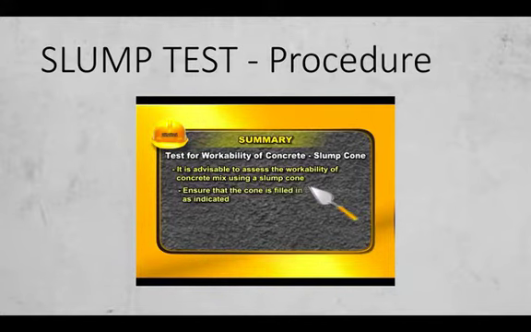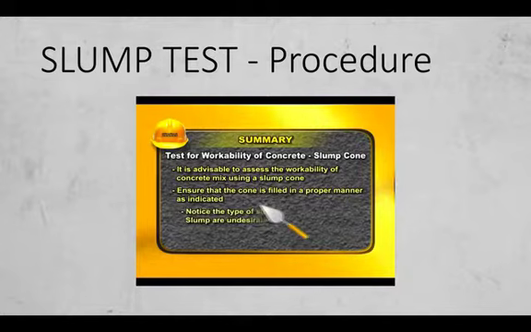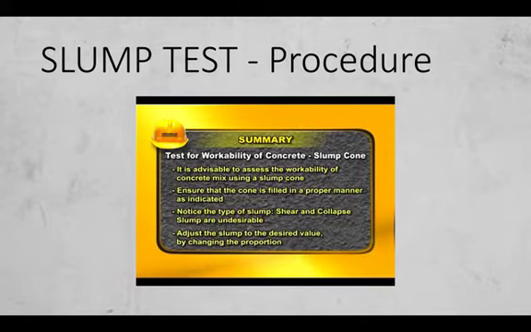Ensure that the cone is filled in a proper manner as indicated. Notice the type of slump. Shear and collapse slump are undesirable. Adjust the slump to the desired value by changing the proportion.